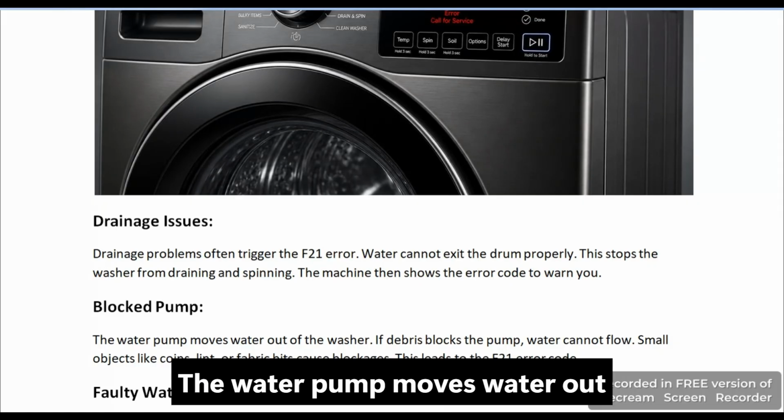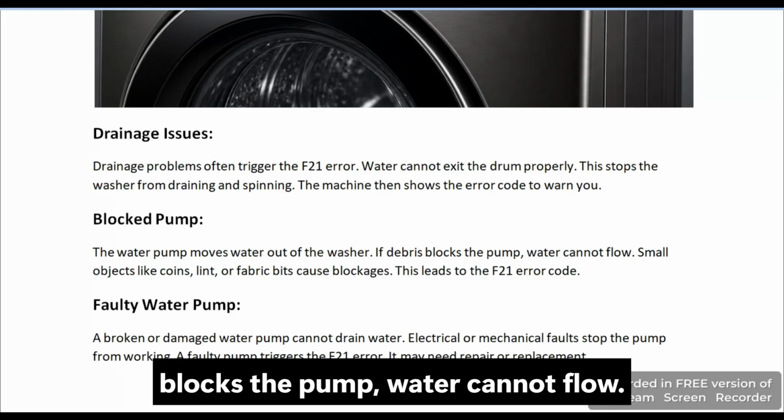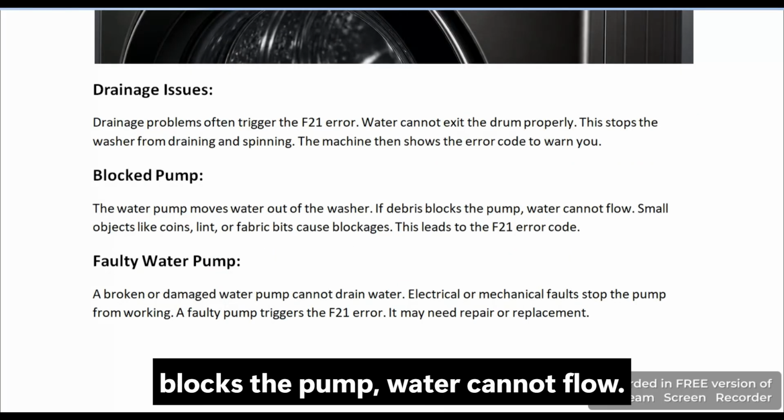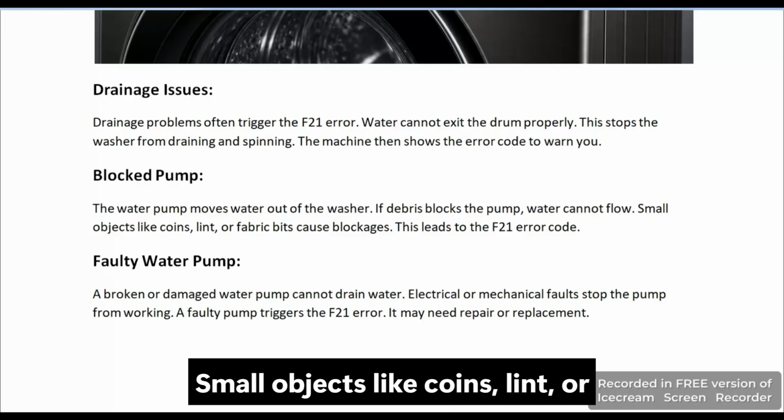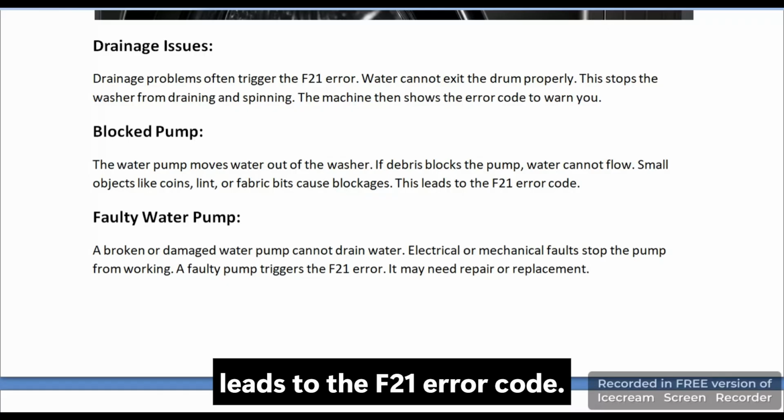Blocked pump. The water pump moves water out of the washer. If debris blocks the pump, water cannot flow. Small objects like coins, lint, or fabric bits cause blockages. This leads to the F21 error code.